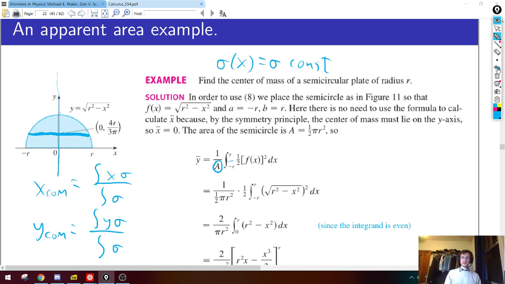Yeah, I should have read this example more carefully. So let's see. So we're integrating over x's, dx from minus r to r. And at each value of x, I guess, by symmetry, I guess it's just half of this. So this would be x times the y value, which is root r squared minus x squared. Why is it squaring?